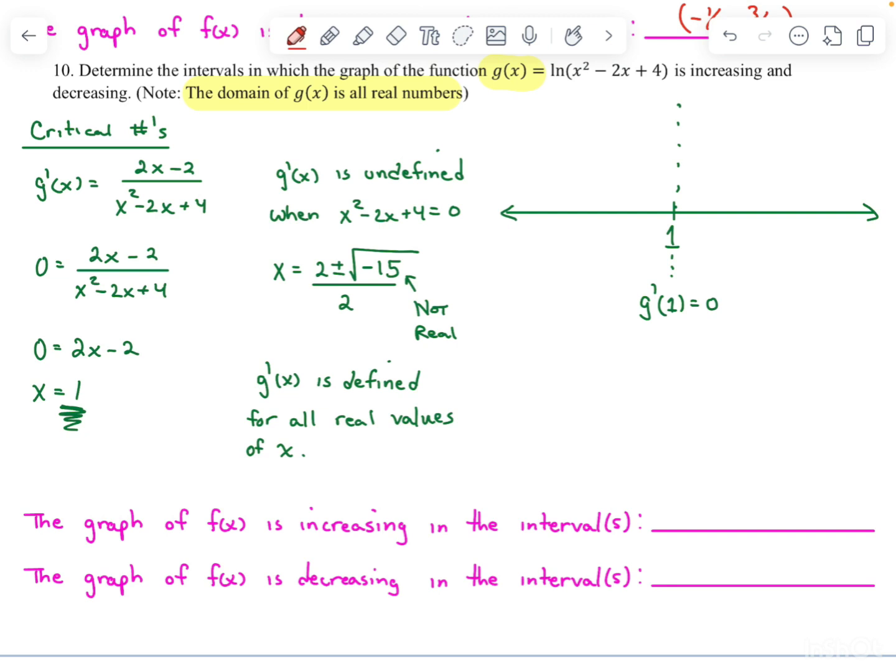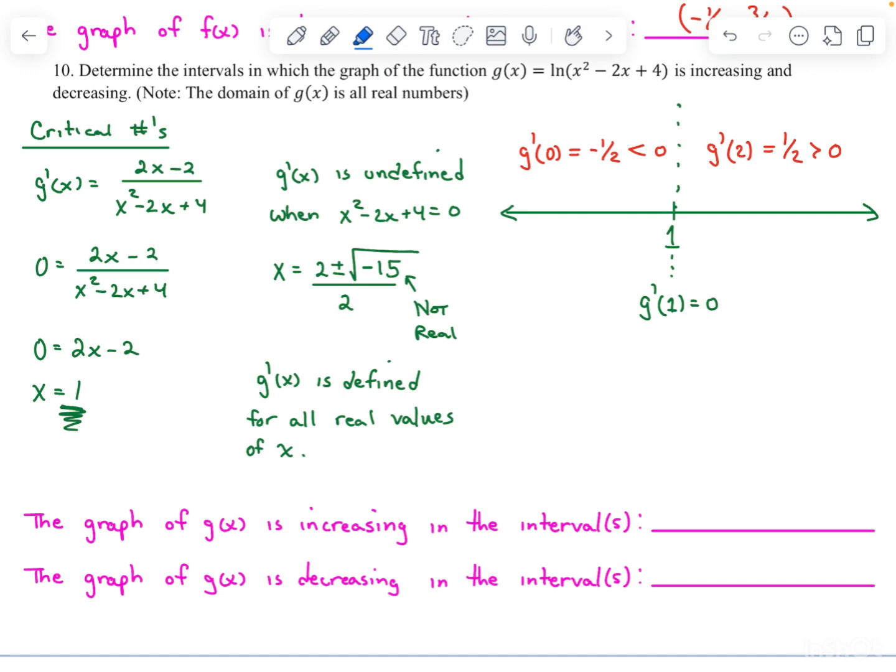I'm going to start by testing the interval that's less than 1. I'm going to choose x is equal to 0. So the derivative at x is equal to 0 is negative half, which is clearly less than 0. Next, I'm going to test the interval that's greater than 1. I'm going to choose x is equal to 2. The derivative at 2 is equal to positive half, which is greater than 0.